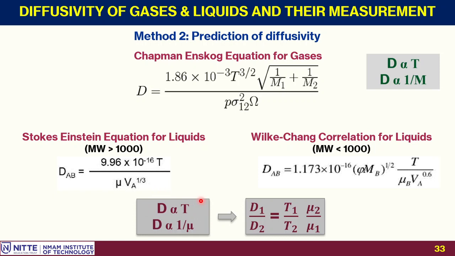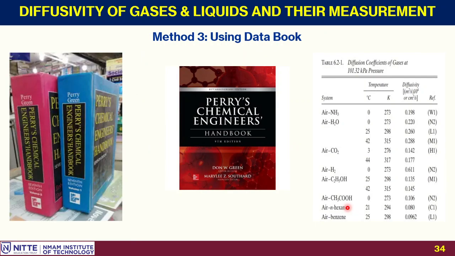We can club it. How? D is directly proportional to T by mu. So D1 is proportional to T1 by mu1, D2 is proportional to T2 by mu2. So I can take a relation between them. Given the values at one condition, at temperature 1, D1 and mu1 are given to you. At temperature 2, mu2 is known. In that case, D2 can be estimated. So interpolations can be made using the Wilke-Chang correlation or the Stokes-Einstein equation. A simple numerical can also be performed on these equations.